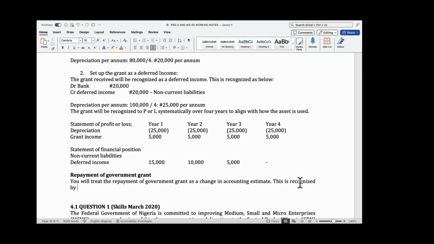Okay, so this is recognized by setting off the repayment against the deferred income balance, depending on what they ask you to pay. Okay, so any balance can be transferred to P&L.